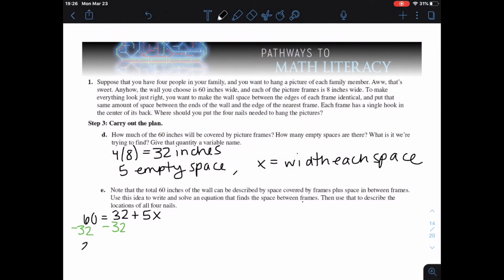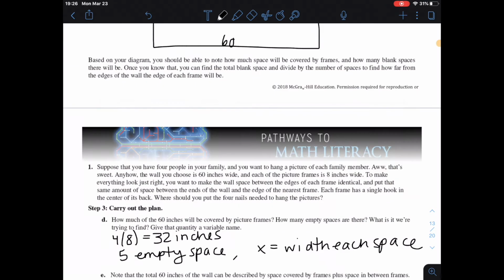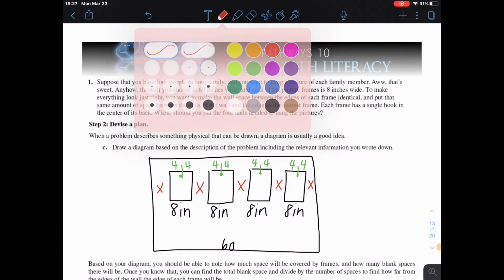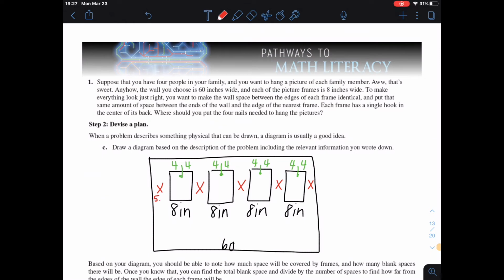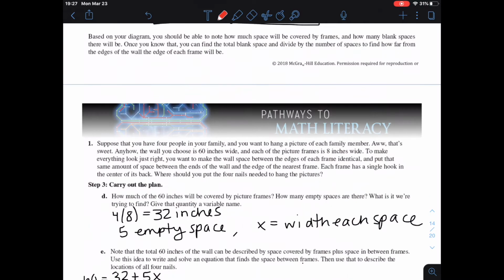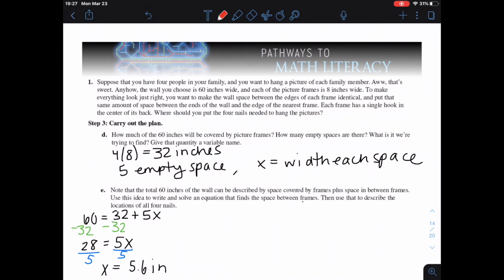60 minus 32 is 28, and that equals 5x. So to solve for x, you divide by 5, and you get x is equal to 28 over 5, which is just going to be 5.6 inches. So what that tells us is each one of these spaces is 5.6 inches, every single one of them. So now that we know this, we can actually fill in how far each picture has to go.